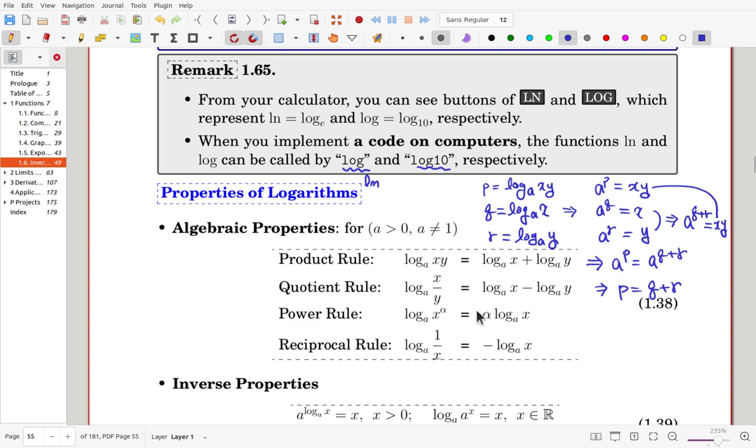Similarly, you can prove the others, and by some other technique, you can easily prove these identities.